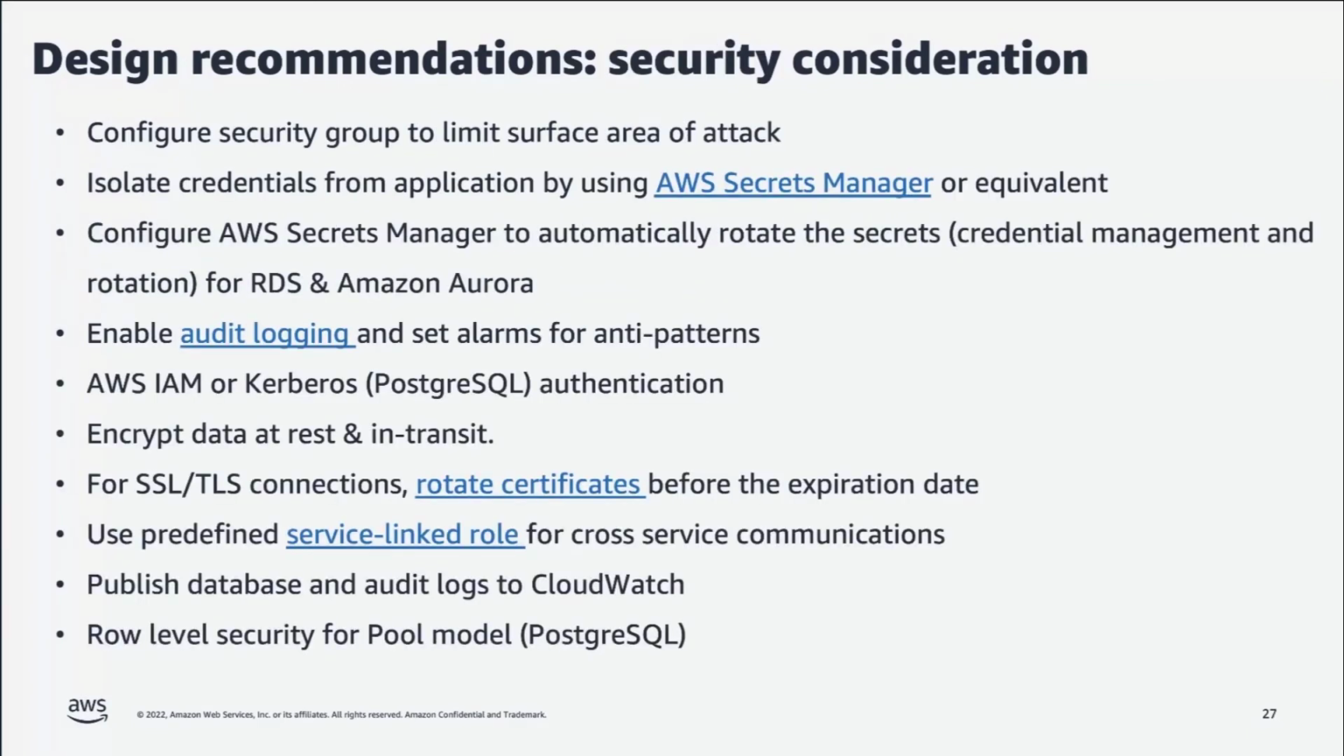Now let's look into design recommendations from the point of security. So you can leverage security groups to secure and isolate the tenants to begin with. And you can store application tenant credentials for the databases in Secrets Manager and follow the least privilege model so that only that specific tenant can access its credentials. And as best practice, configure your AWS Secrets Manager to rotate tenant secrets for RDS and Aurora periodically.